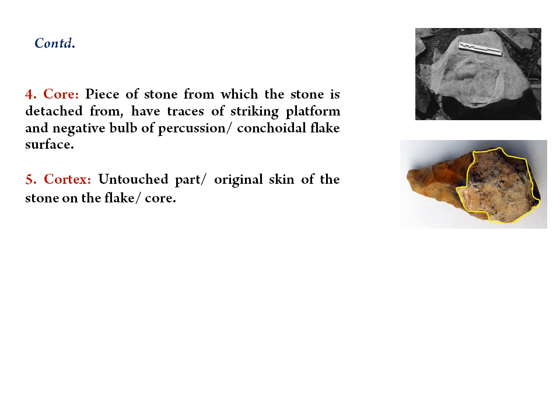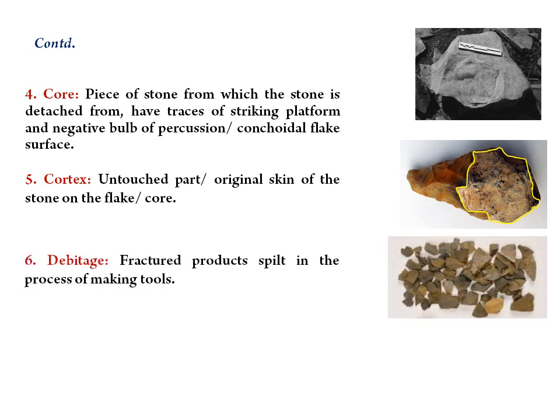Identifying a cortex is very important for understanding whether it is a core tool or a flake tool as well. And the same cortex on some tool types acts as a blunt surface for handling the tool. Now, what comes out during the process of removal of a flake from the core and making of stone tools, the bits and pieces that come out, for example, the flakes that are removed from these surfaces, unlike the cortex, contributes to the debitage like this. So therefore, debitage is a fractured product that is split in the process of making stone tools.